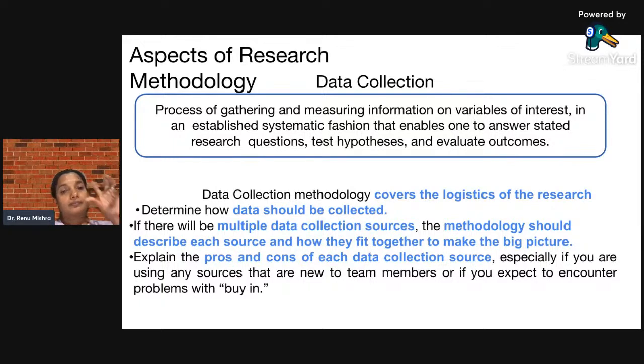So before choosing any particular data collection method, you should be very clear on the pros and cons. For example, if I'm sending questionnaires online, a questionnaire is a very easy, inexpensive method, and you can send it online. However, there is a flip side also. It sometimes gives you delayed data.